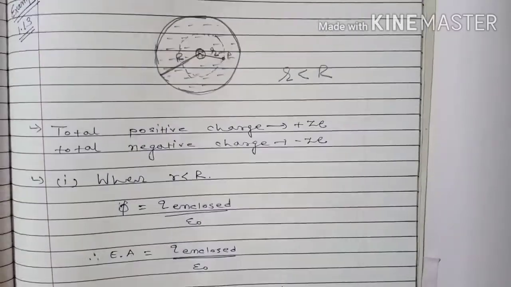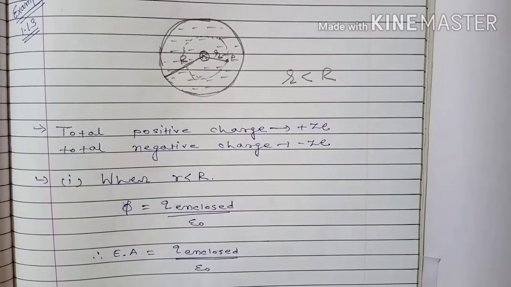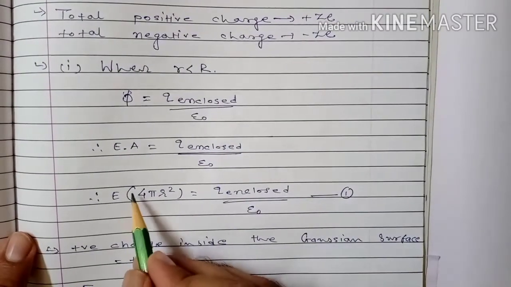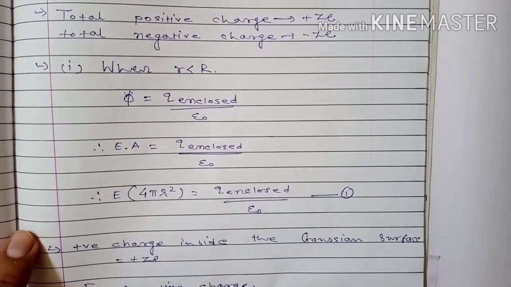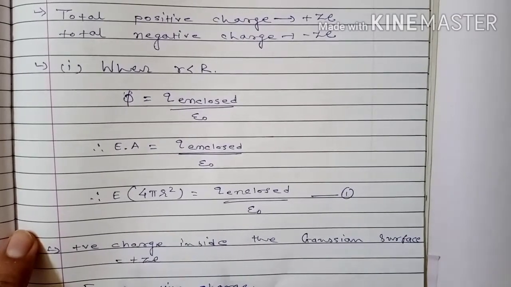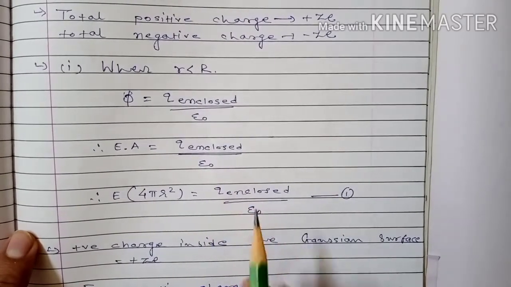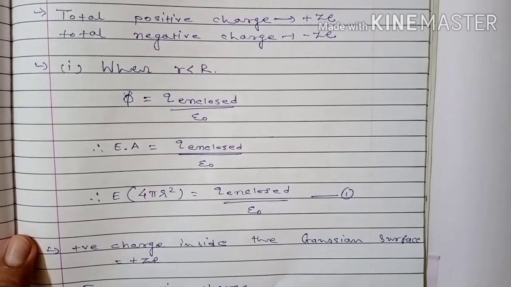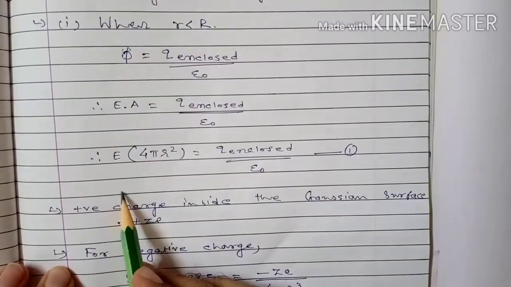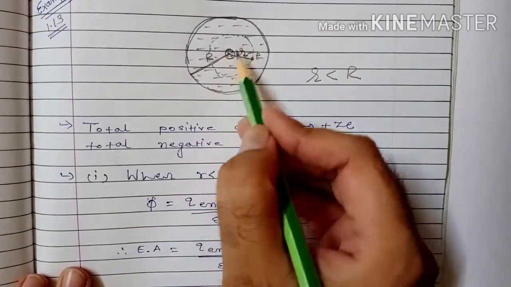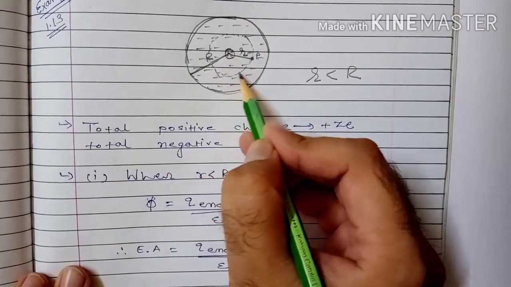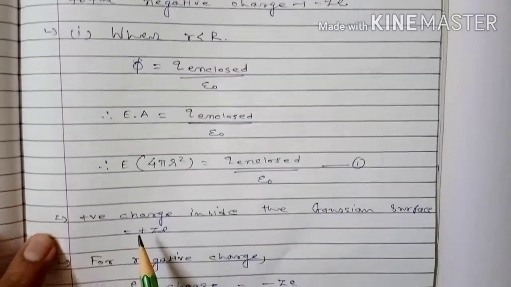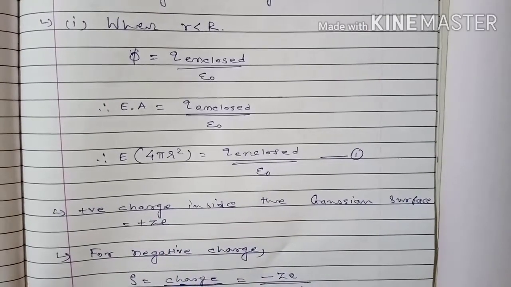Here a spherical Gaussian surface we have considered. So for a spherical Gaussian surface, area is 4 pi r squared. Small r we have to consider, the radius of the Gaussian surface. E into 4 pi r squared is equal to charge enclosed upon epsilon naught, equation number 1. Here positive charge inside the Gaussian surface is equal to plus Ze because the whole positive charge lies inside the nucleus. So the whole positive charge is enclosed by the Gaussian surface, so positive charge inside the Gaussian surface is equal to positive Ze.